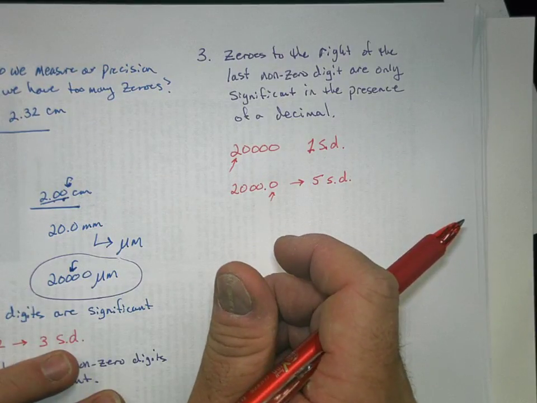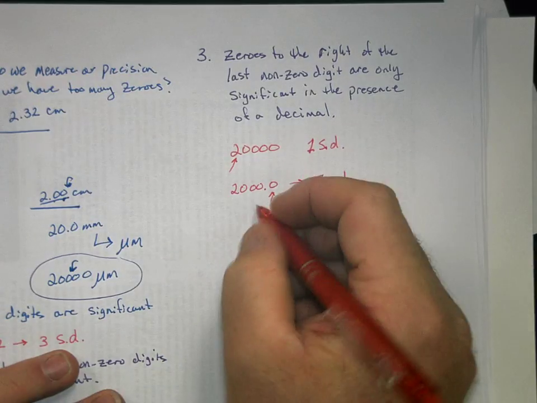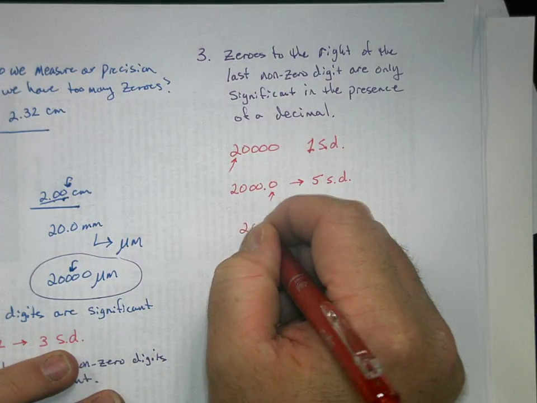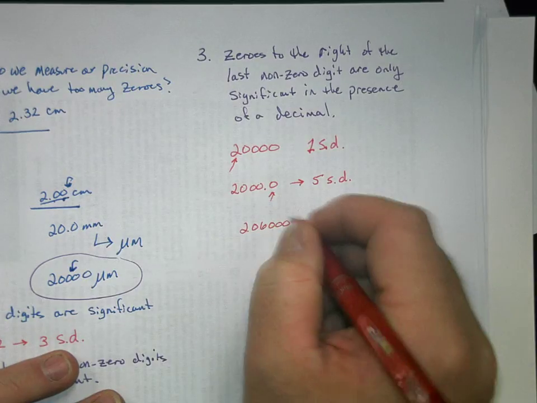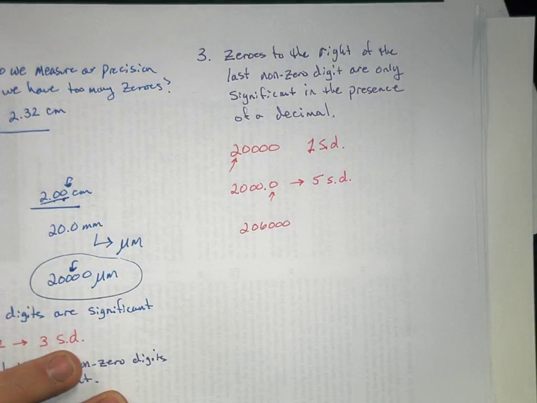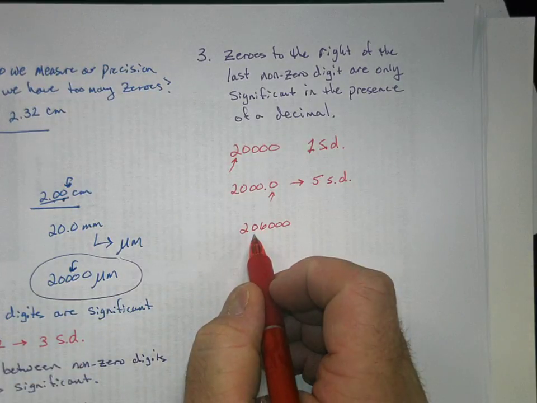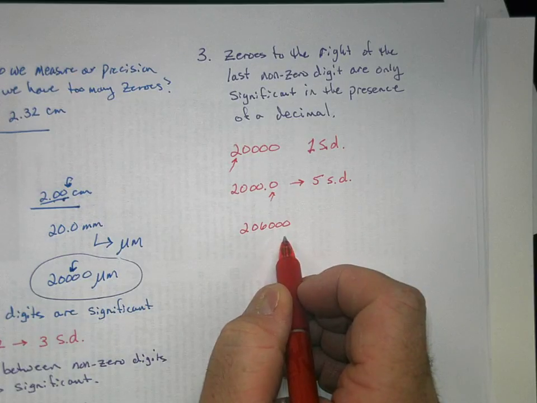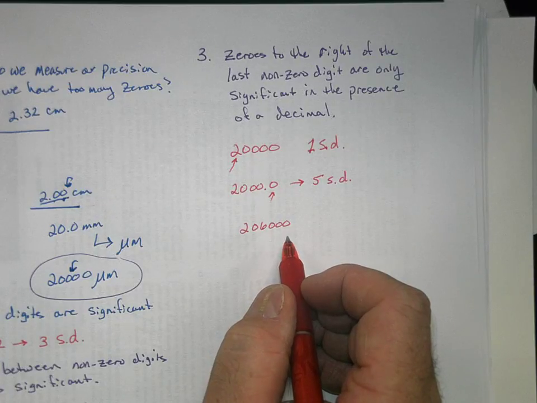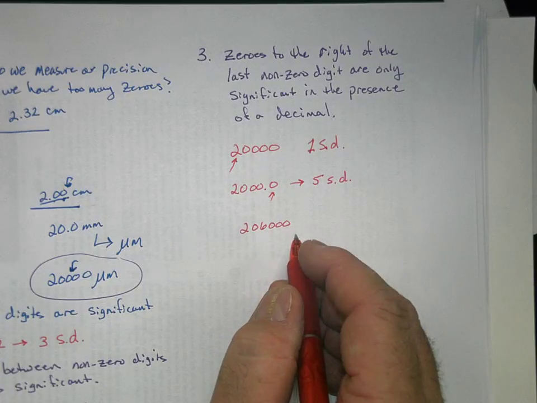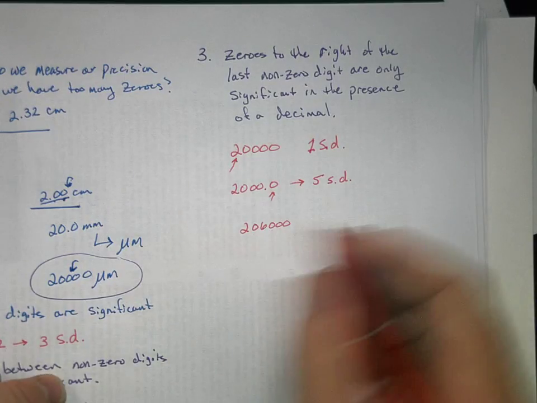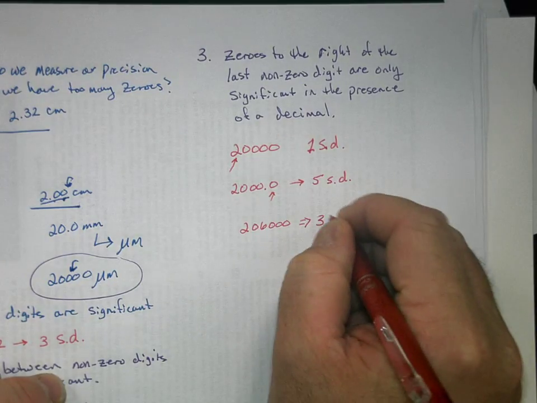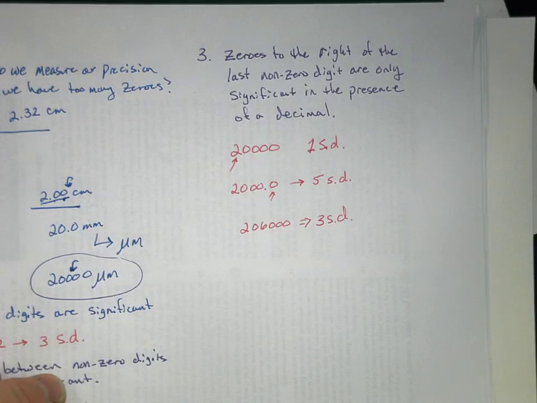So, how many sig figs are in this number? Okay, 206,000. We have a tweener that counts. We have trailers, they don't. Why don't they? And there's no decimal. Okay. Three significant digits. I see you, Chris.